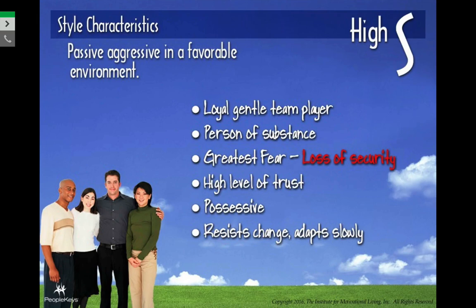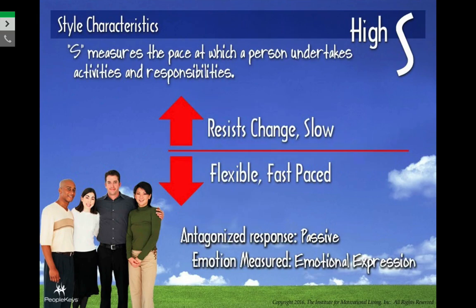They have a high level of trust, though. When you connect with a high S and you gain their trust, they will be loyal. They'll be great advocates for you. For those of you that asked how can I be top of mind? Get some high S's in your world, and they'll give you testimonials. They will be your greatest source of referrals. They resist change and they adapt slowly.